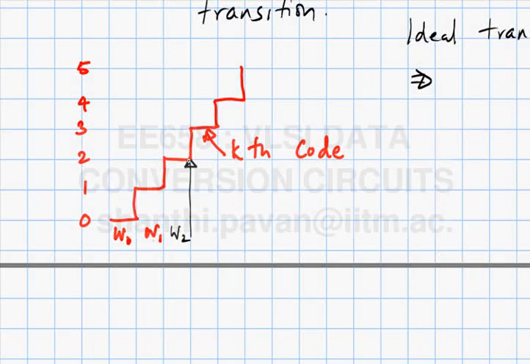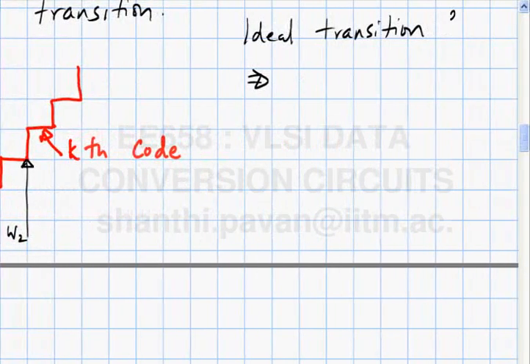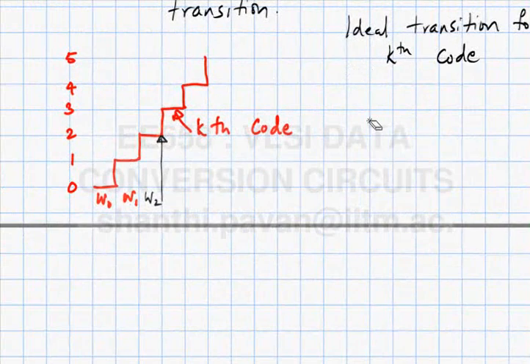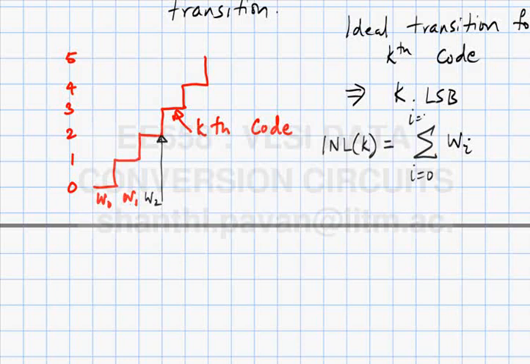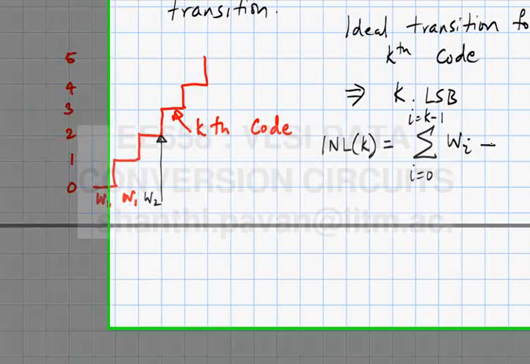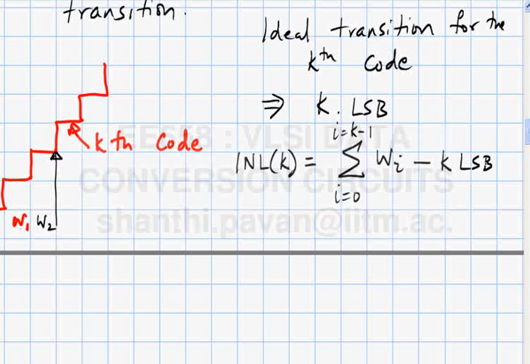W2. And if you have an ideal ADC, the widths of all the codes are the same. So how many LSBs is it? For the kth code, the transition must occur at K times LSB. In practice, it doesn't occur at K times LSB, it occurs at something else. So the INL of the kth code is simply the sum of the widths of the codes, i from 0 to k minus 1, which is the real transition voltage, minus K LSB, divided by 1 LSB. This is the definition of INL.